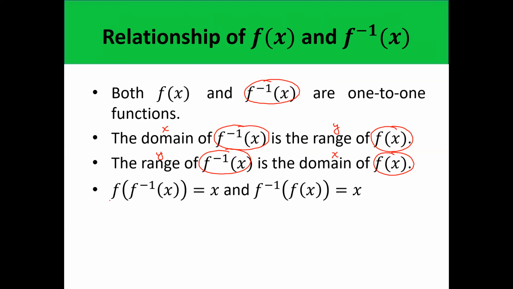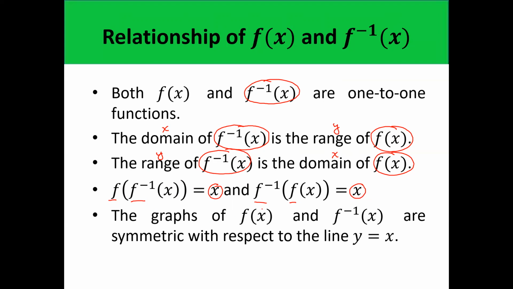And then if we get the composition of f and f inverse, that's going to be equal to x. And if we get the composition of f inverse and f, that is also going to be equal to x. We will illustrate this later using an example. And then the graphs of the function f and its inverse are symmetric with respect to the line y equals x. That means the points of f of x will be reflected along the line y equals x in order to get the points of the inverse function.